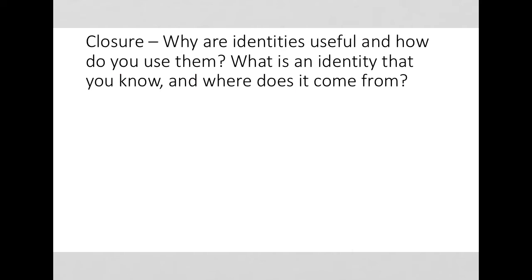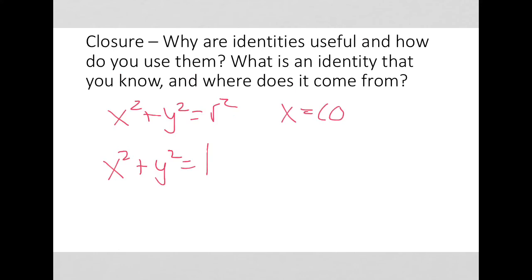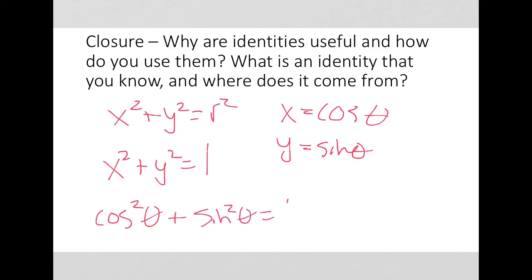Pretty cool. One other thing to think about is that the equation of a circle, you may remember from last year, is x squared plus y squared equals r squared. So in the unit circle, we get the equation x squared plus y squared equals 1, because the radius is 1. Well, what do we know is the same as x? We know x is cosine of theta. We know y is sine of theta. So we can substitute that in to get cosine squared theta plus sine squared theta equals 1. Another way to think about the Pythagorean identity.